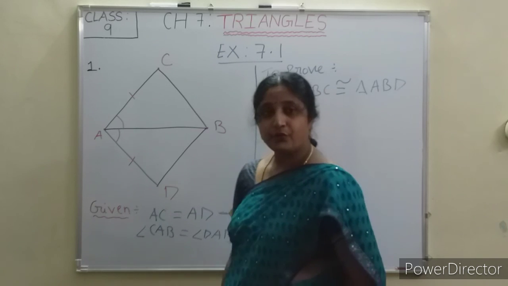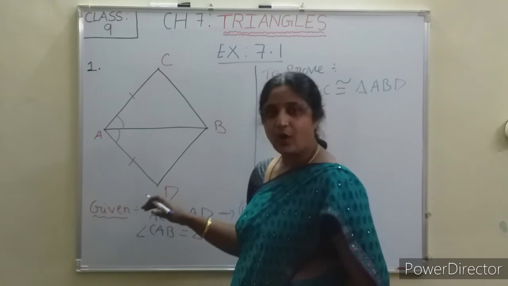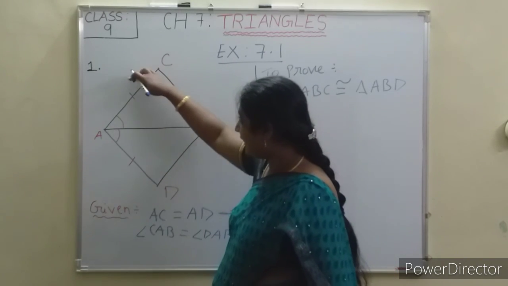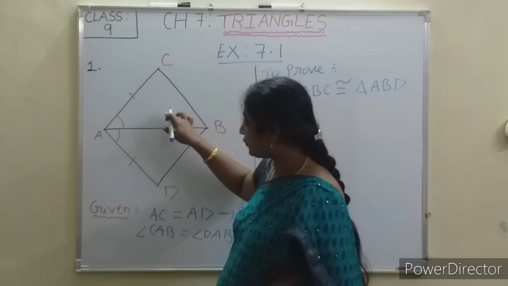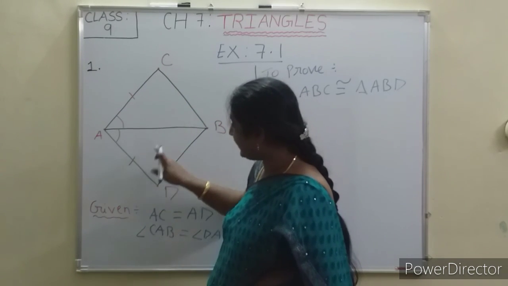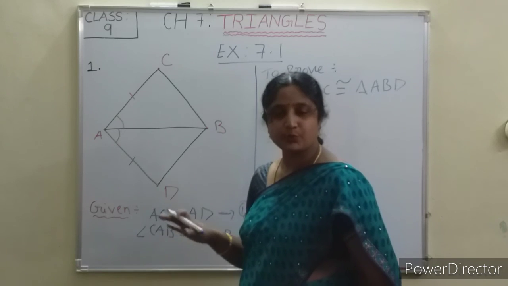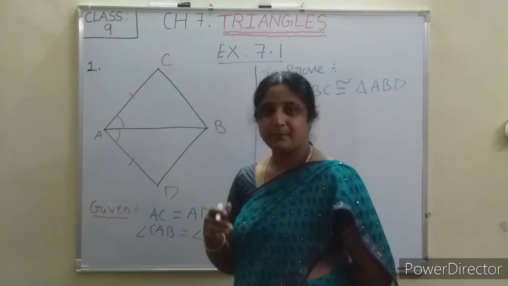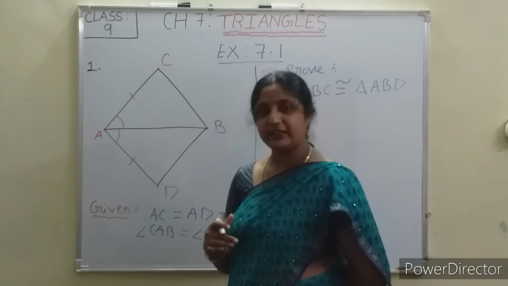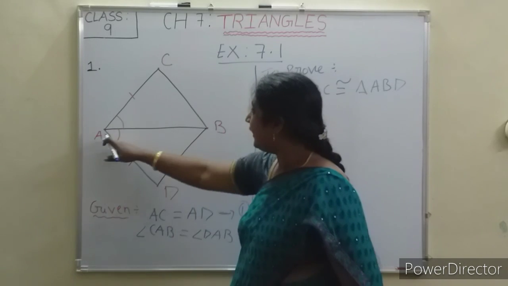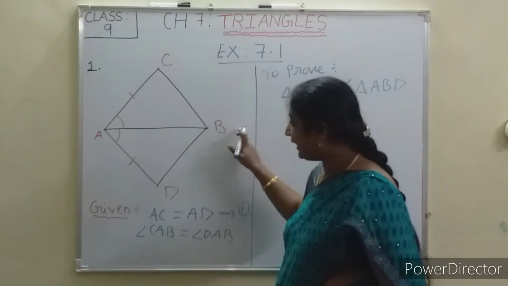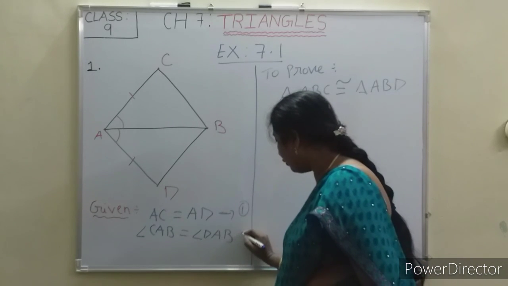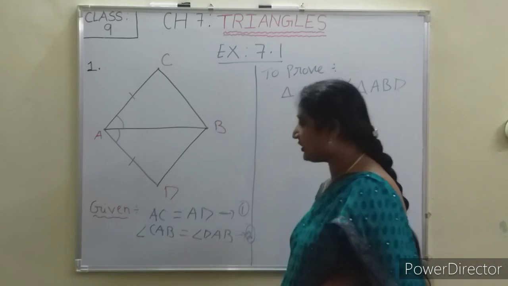So what criterion can we use here? Which corresponding sides and angles are equal? See, these two sides, and in between these two sides this angle, in between these two sides this angle. These are corresponding sides and angles. So by the SAS rule, we can conclude triangle ABC is congruent to triangle ABD. Right, children? So here we already have two conditions by using the given conditions only.